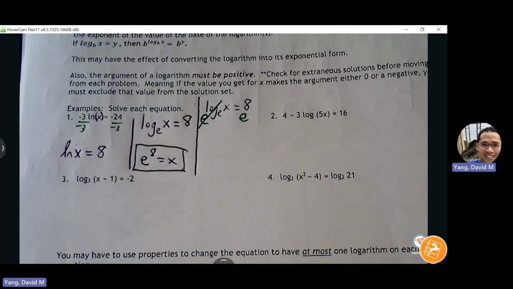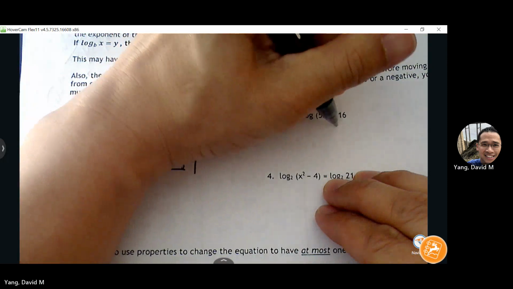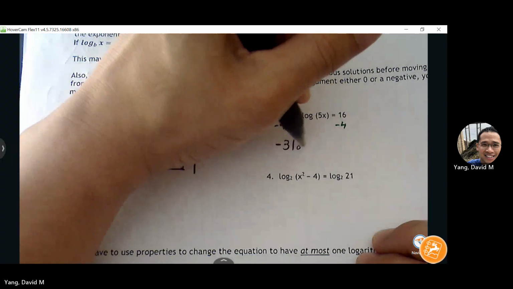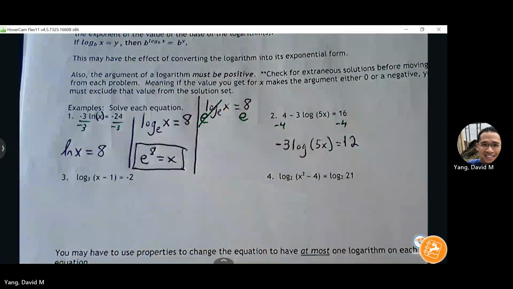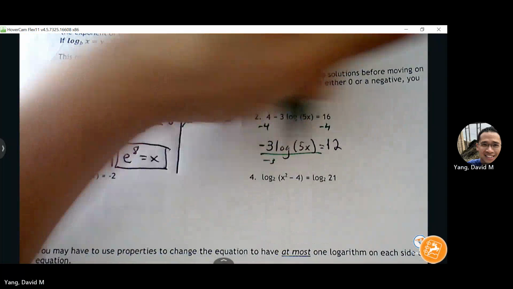But what we can do is, piece by piece, move things to the other side of the equation, away from that log 5x. So what can we move first? 16 divided by 4? 16 minus 4? That's right. We will divide by -3 because 3 is being multiplied, but that 4 is by itself, so we'll subtract 4 first. Okay, what's next? Divide by -3. Okay, divide by -3.